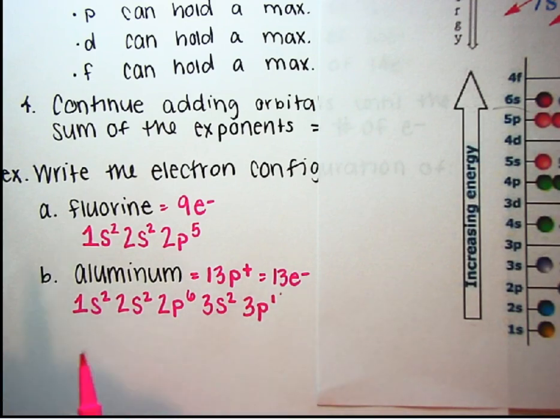Last step is just to count our exponents, make sure they equal 13. 2, 4, 10, 12, 13. So we're good.